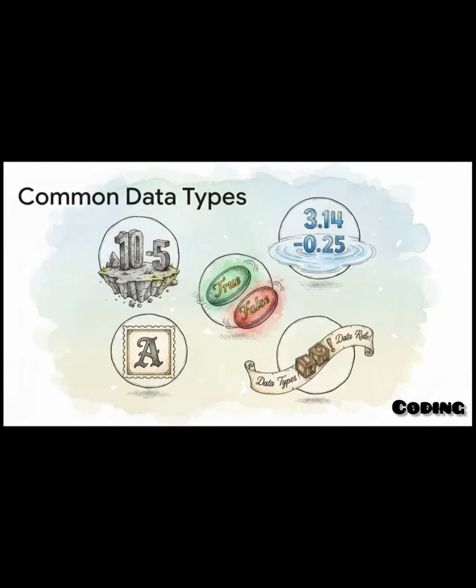You've got integers, which are just your basic whole numbers, like 10 or -5. Reals are for numbers with decimals, like 9.81. Then you have Booleans, which are super simple. They can only be true or false. A character is just a single letter or symbol, like the letter A. And a string is just a sequence of those characters, like a word or a whole sentence.